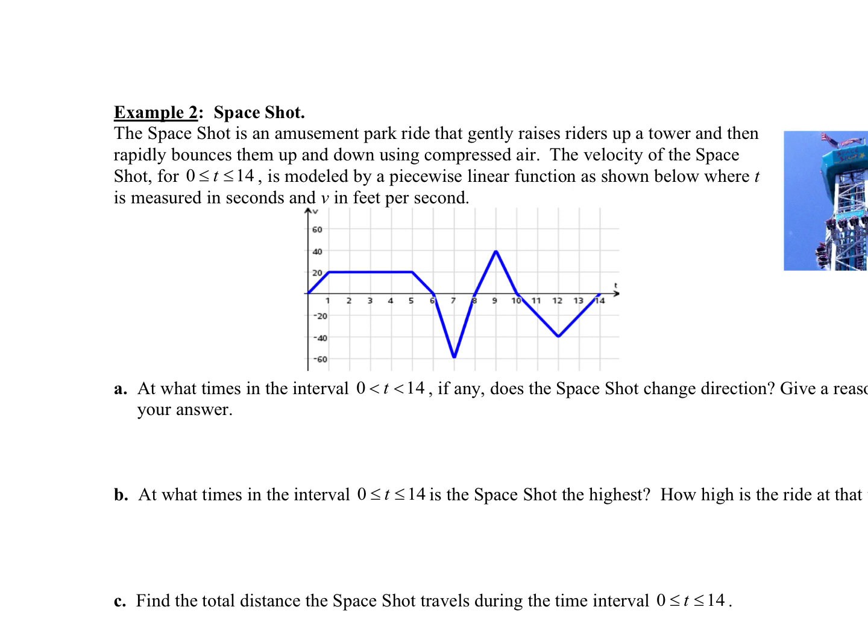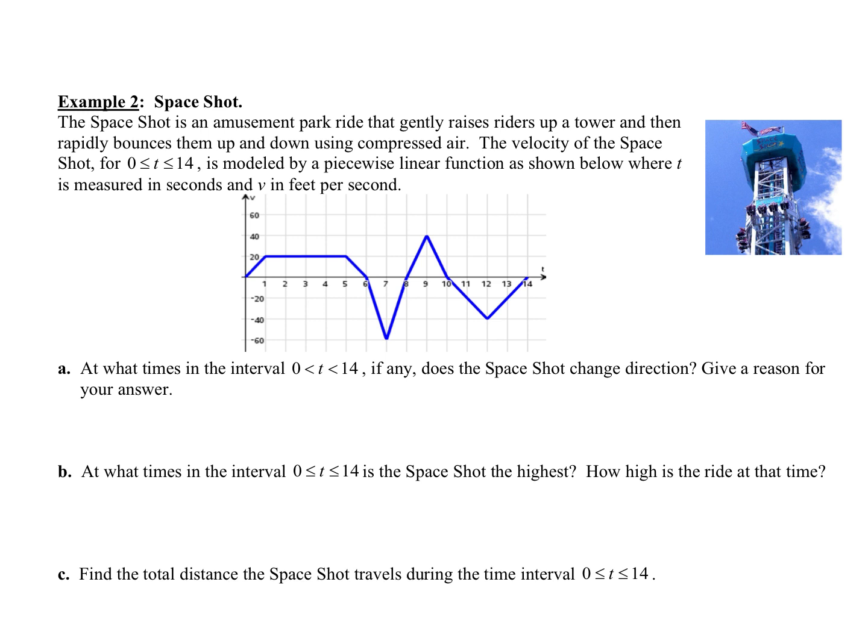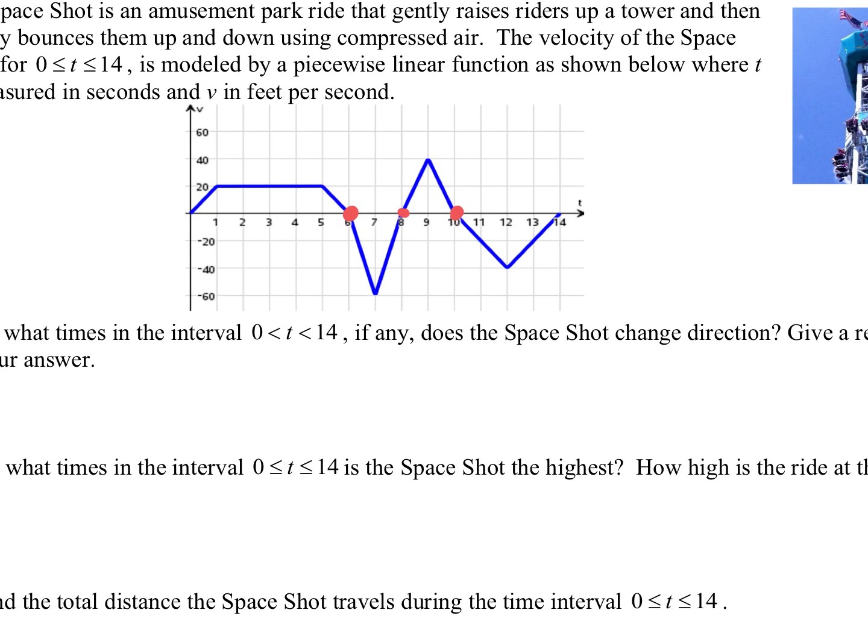But this space shot amusement park ride, basically, this is the velocity function for it, okay? So, first question that we're asked is, at what time, if any, does the space shot change direction? And then give a reason, okay? Where is it going to change direction? I heard us all kind of whisper it. 6, 8, and 10. Okay, so we can say at time t equals 6, 8, and 10. And what is our reasoning here for this?